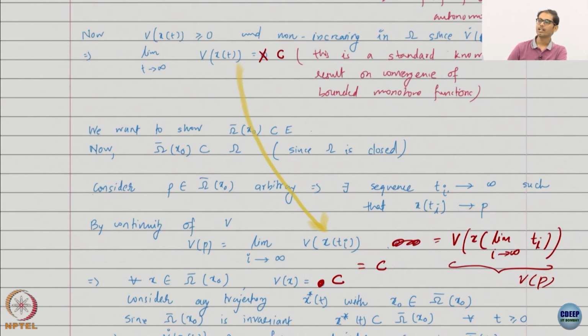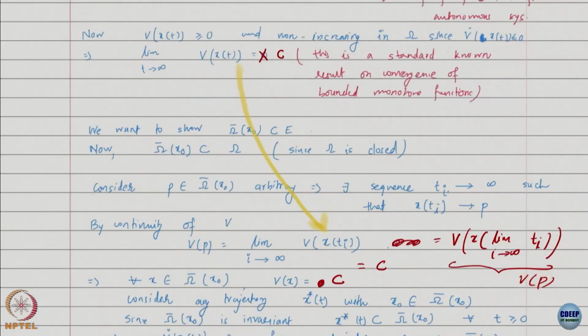Again, for those who understand analysis well enough, this is basically saying that subsequence convergence and sequence convergence become the same in this case. Because this is like saying I have many limit points, but all of them map to the same point once you put it inside the V function. All of them map to the same point, which is this C. So this entire set omega bar maps to this same point C.